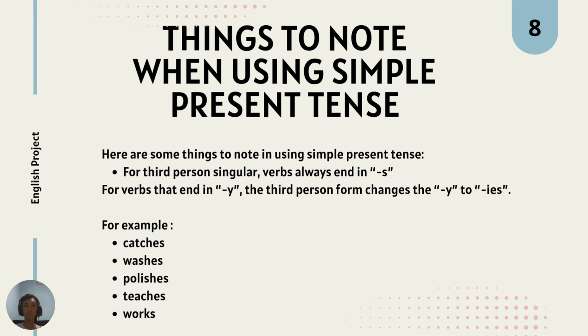And page 8, things to note when using simple present tense. Here are some things to note in using simple present tense. For third person singular, the verb always ends in s. For verbs that end in y, the third person form changes the y to ies. For example, catches, washes, polishes, teaches, works.